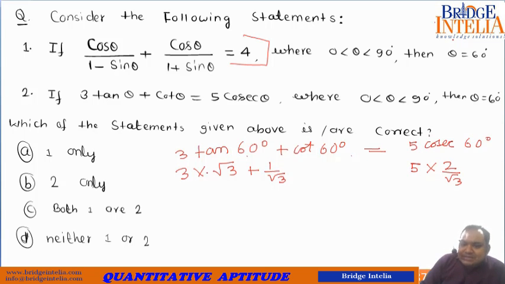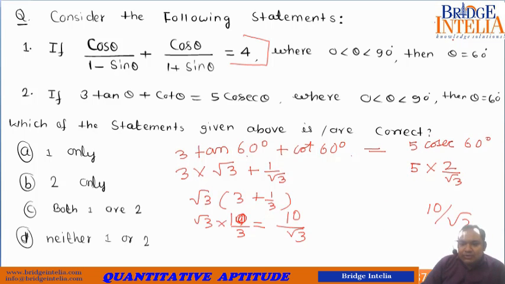So we have to simply see whether or not both these are same. So let us see. If you take root 3 as common, this comes out to be 3 plus 1 by 3. So this becomes what? Root 3 into 10 by 3. So this becomes 10 upon root 3. And if you solve this also, this is actually nothing but 10 upon root 3.